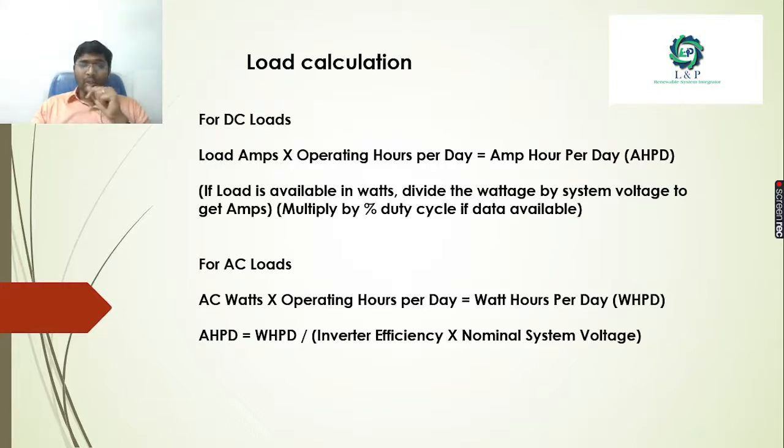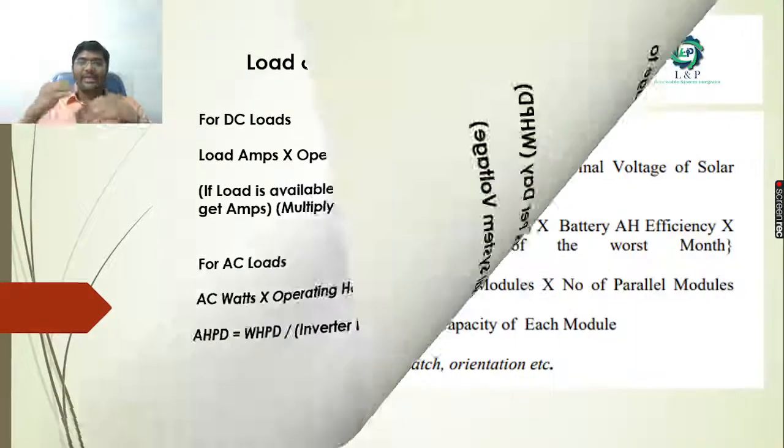This is the watt hour per day. If you want to get the ampere hour per day for this AC load, what we have to do is take the watt hour per day that we got now and divide that by the inverter efficiency and the nominal system voltage. You will get the AC load.